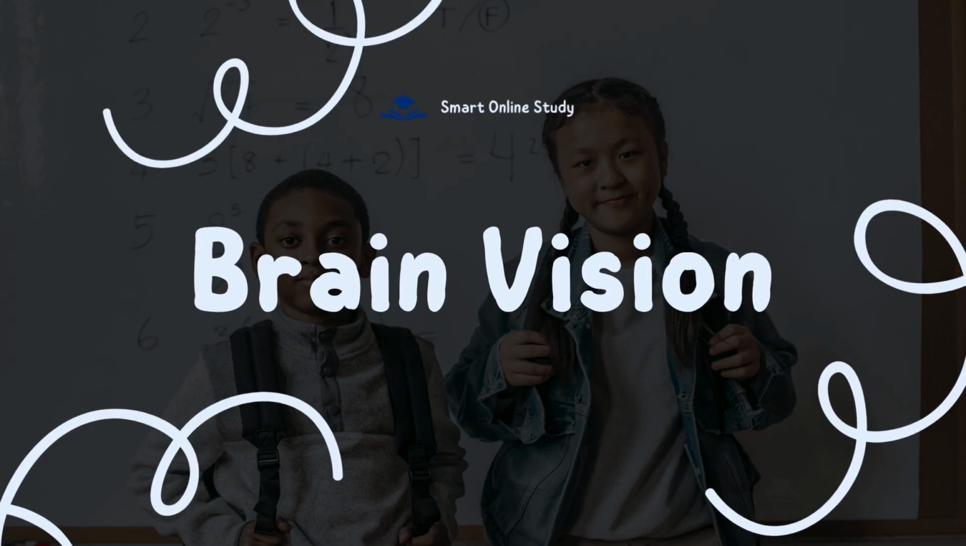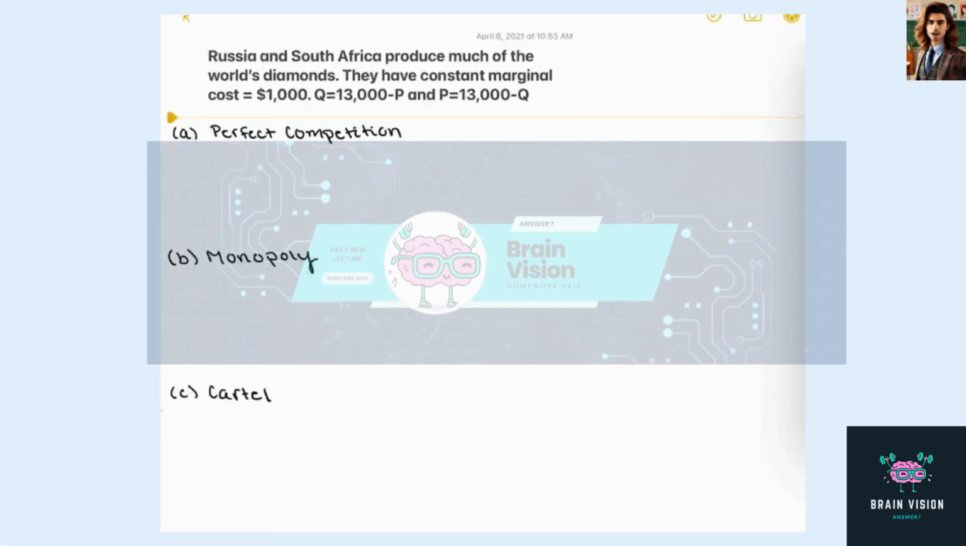Welcome to Brain Vision. In this example, we're working with the idea of cartels, and we're given the information that Russia and South Africa both produce much of the world's diamonds. And we are given that they have a constant marginal cost equal to $1,000, and we're also given in the book their demand schedule. So it's this big table with the prices and quantities that are associated with one another.